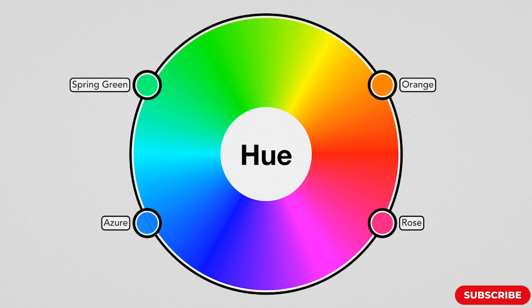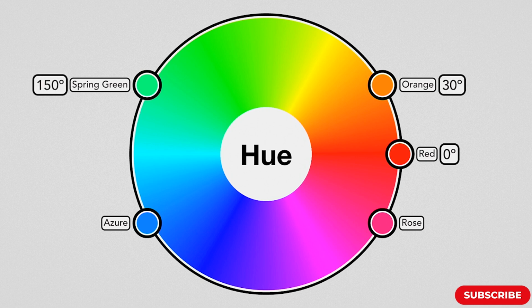In digital colour, hues are identified by their position on the colour wheel, starting with red at 0 degrees and then moving counterclockwise around the wheel. So orange would be at 30 degrees, spring green at 150 degrees, azure would be at 210 degrees, and rose all the way around almost at 330 degrees. The next component is saturation.